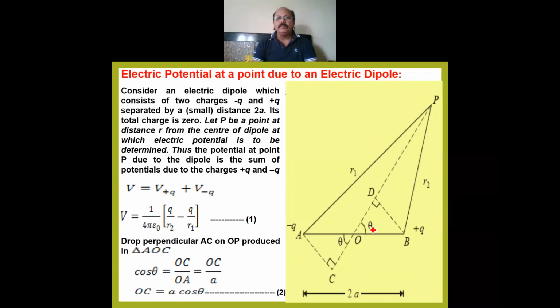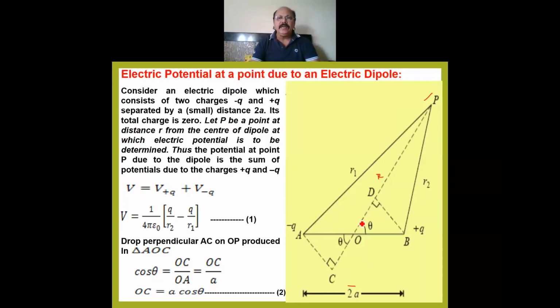So we start by finding an expression for electric potential at a point due to an electric dipole. For that purpose, we consider an electric dipole which consists of minus q and plus q charges separated by a small distance 2a with center O. Let P be a point at distance small r from the center O, at which electric potential is to be determined.